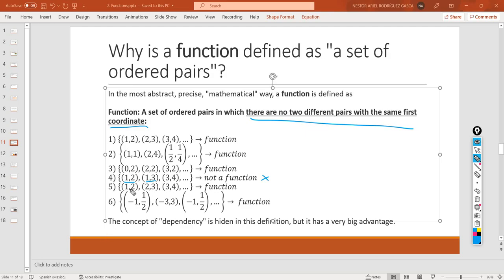What about this one? 1, 2, 2, 3, 3, 4. This is the same as this one. Well, it's also a function. And what about this one?